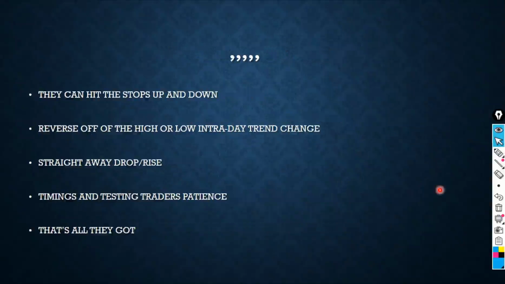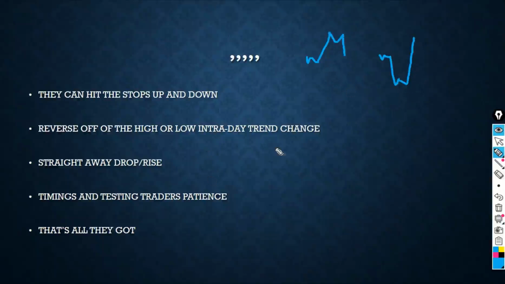Okay, so the market makers, since they are limited, only have a few moves which they can do. They can hit the stops up and down, which is the force move we talked about in here. Force move up, force move down. They can also reverse off the high or the low of the intraday trend, reverse off the high or the low.